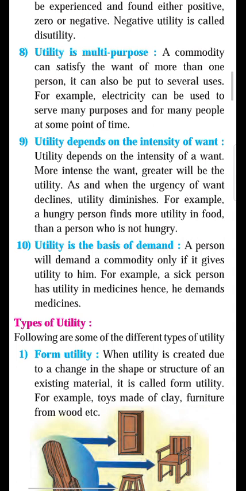Okay, a commodity can satisfy the wants of more than one person. It can also be put to several uses. For example, electricity can be used to serve many purposes. As I told you, electricity has multiple uses. Yes, fan, tube light, television, ironing, washing machine, AC, fridge, all these are multi-purpose uses. Okay, so utility has multiple uses, multi-purpose uses.